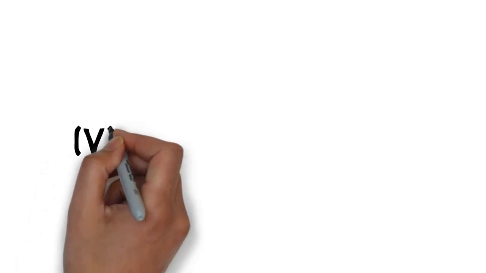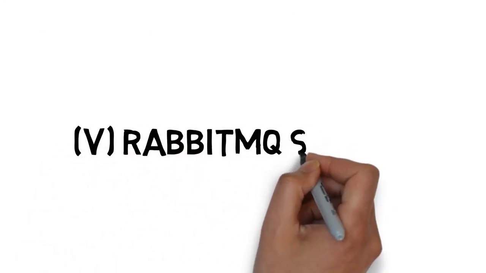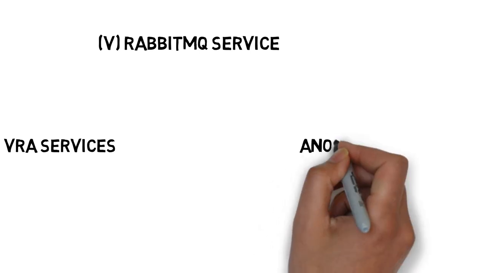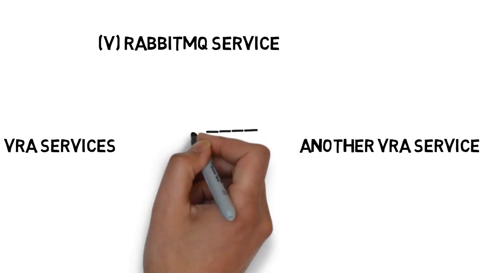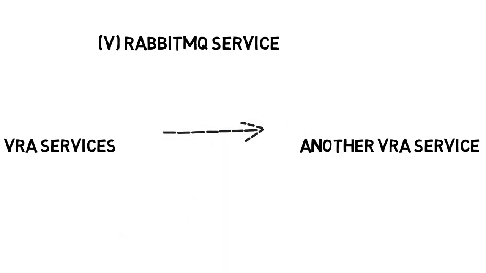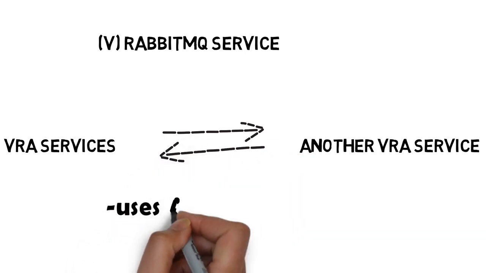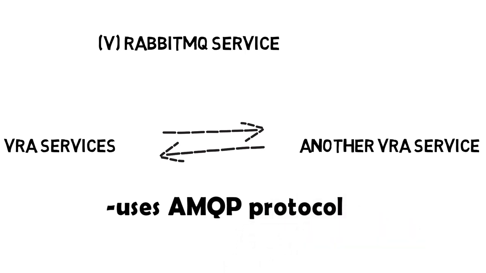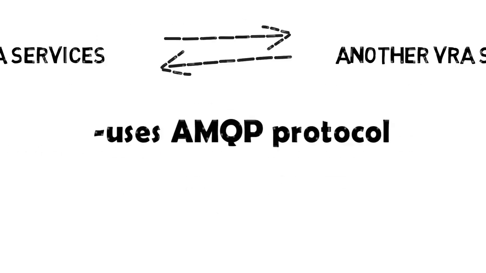Now, the final component, which sometimes people skip while talking about VRA components, is the RabbitMQ service. In the appliance, there are multiple services running that are associated with vRealize Automation. Now, these services need to interact with each other, and for that, they need a mechanism to communicate. That is what RabbitMQ does. It allows the vRealize Automation services to communicate with each other while utilizing the Advanced Message Queuing Protocol to do so. Now, guys, we are done with the appliance part of VRA components.